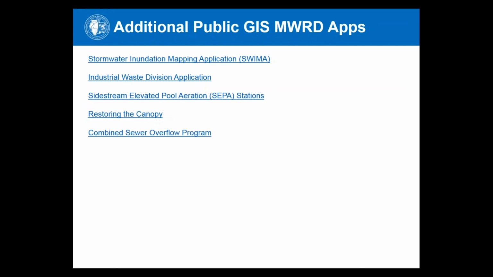Okay, cool, thank you. Some of these other ones are really cool. The stormwater inundation mapping application has a lot of FEMA data integrated with it. The SEPA station is the picture you saw earlier at the beginning of the presentation, and that shows the story of our SEPA stations, which stands for Sidestream Elevated Pool Aeration, so they aerate the water. That's a story map, by the way.